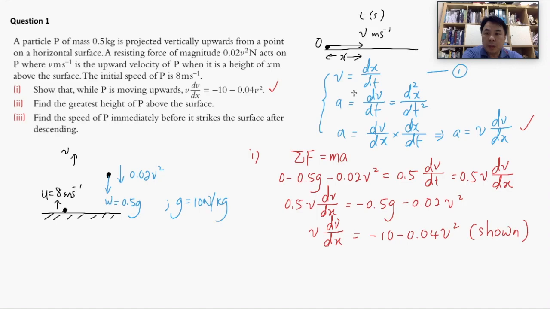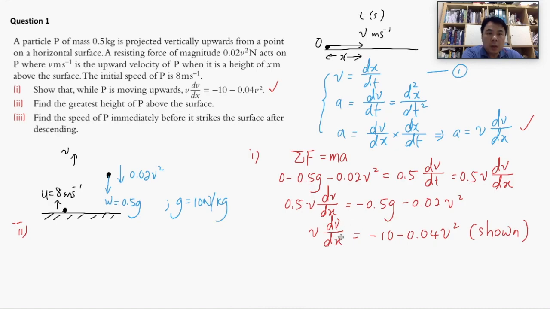Okay. Now number 2, find the greatest height of V above the surface. Now to do that, we need to solve this differential equation. Right? Now I'm going to do that here. We're going to solve this differential equation.